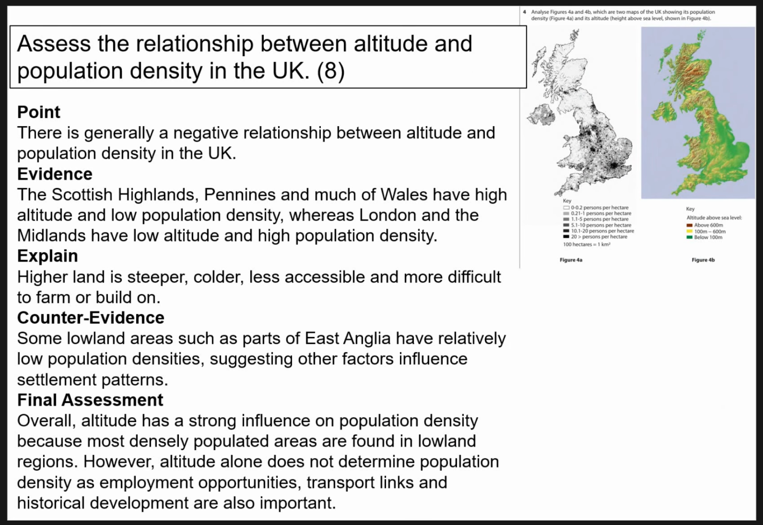So there's lots of ways you could possibly answer this question. When we're talking about relationships, the best thing to ground yourself in how you answer these questions is to talk about whether it's a negative, positive, or no relationship, obviously negative or positive. Then provide some evidence, then provide some explanation, some counter evidence because it's an assess question, and then your final assessment.